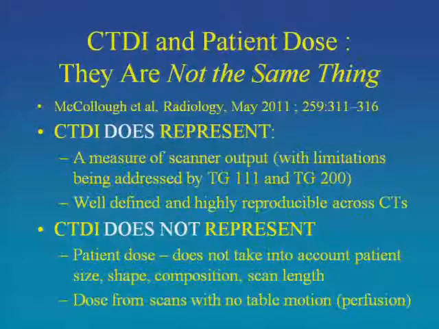Because it doesn't take into account the patient size. Remember, those phantoms are just one size. So it doesn't take into account patient size, shape, composition. It doesn't take into account scan length either. DLP helps take into account scan length. And it also is not a very good metric of patient dose when you have scans with no table motion. It actually is an overestimate of the dose.